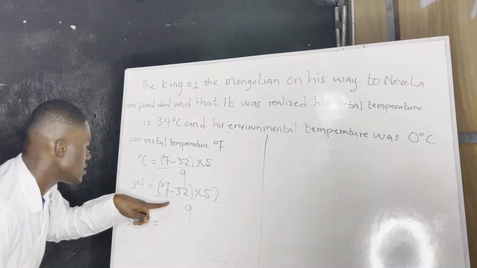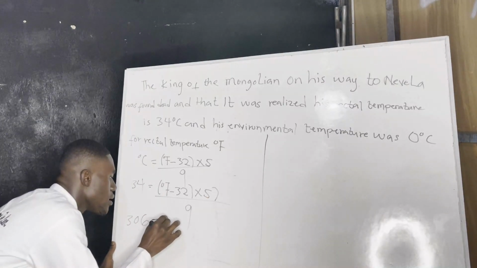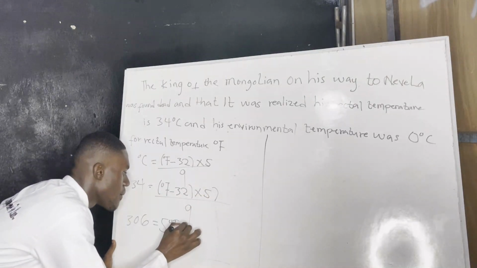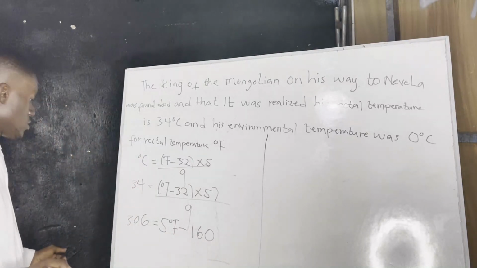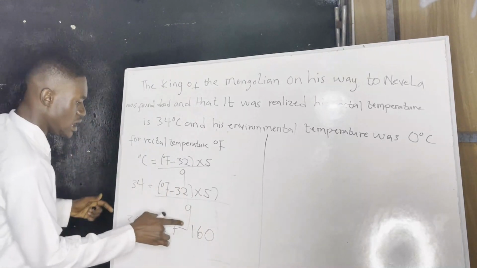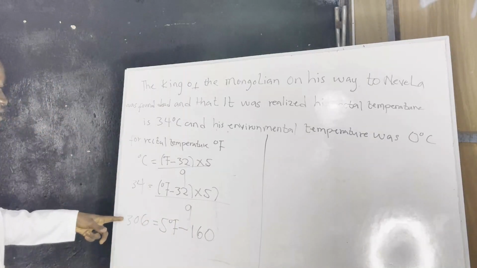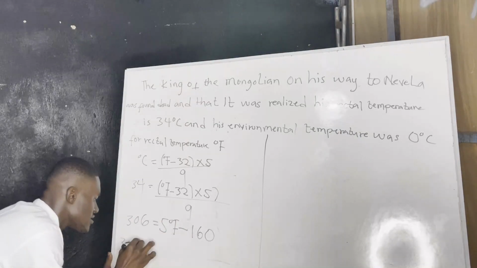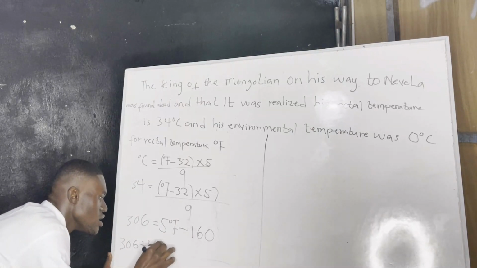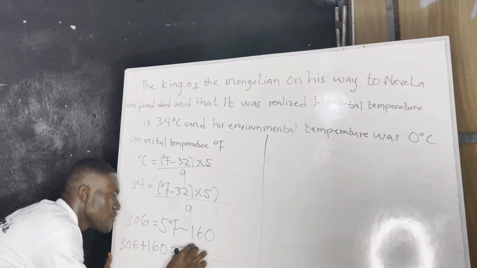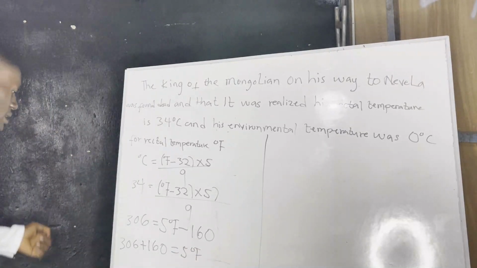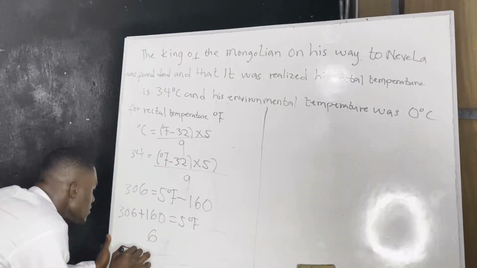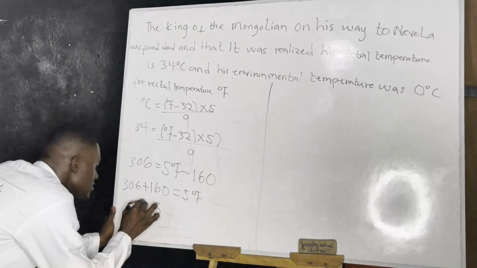Then 5 times the degrees Fahrenheit gives us 5 degrees Fahrenheit. Then the 32 by the 5 will give us minus 160. So we transfer this across the equal sign to become plus 160. So 306 plus 160 is equal to 5 degrees Fahrenheit. So adding, we get 466.